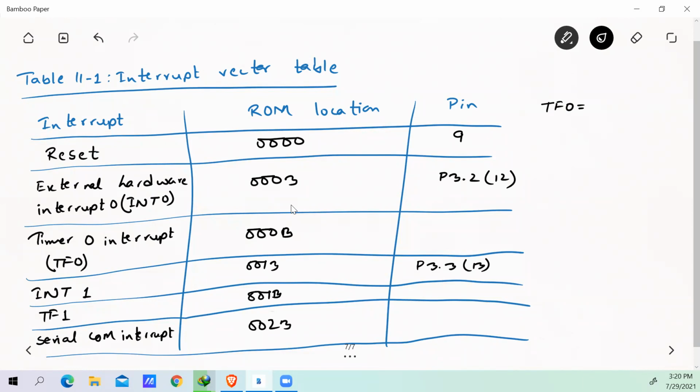Anyone else? 12 bit. Okay, so far the answers we got are 4-bit, then we got 12-bit. Any other opinion? I'm asking how many memory locations are reserved for the TF0 interrupt? So 8 memory locations. Okay, and what is the size of each memory location? So 4-bit.